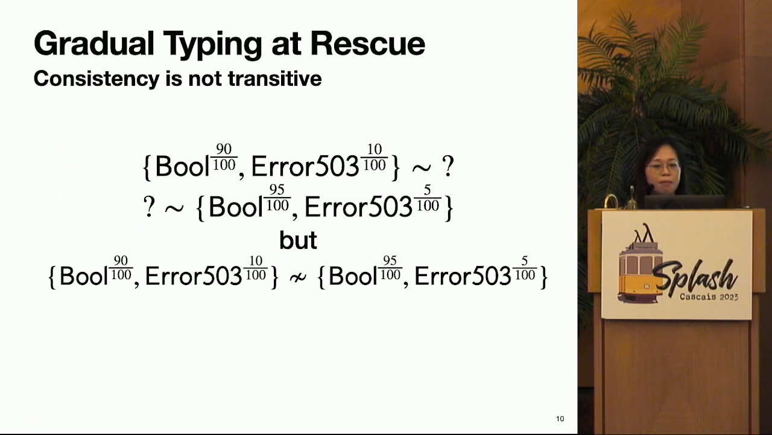This is done by the consistency relation. We can detect errors because consistency is not transitive. So here you have an example that says that a 90% Boolean is consistent with unknown, and unknown is consistent with 95% Boolean, but transitivity does not hold. So what we do is that we check at runtime if those type annotations are respected.